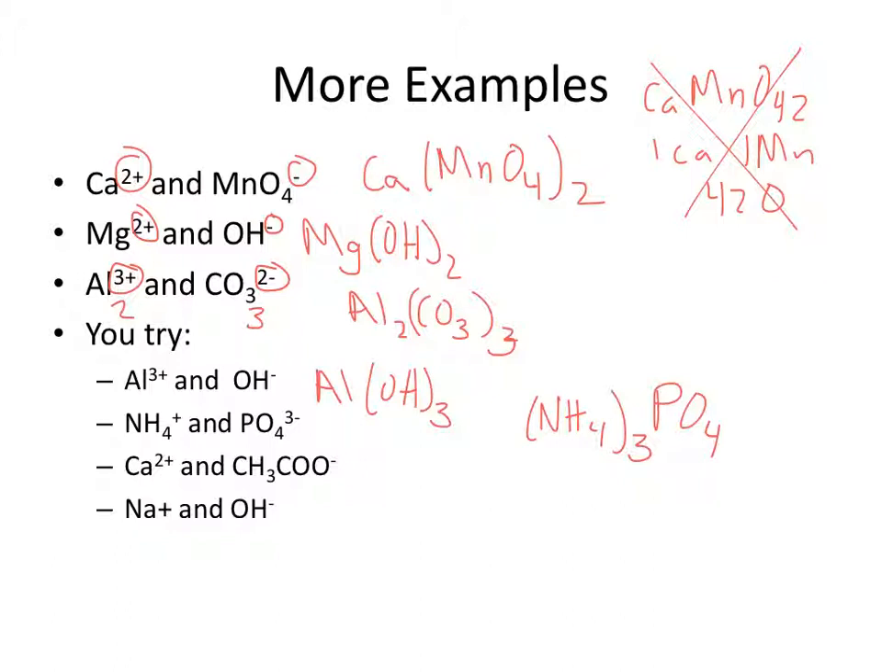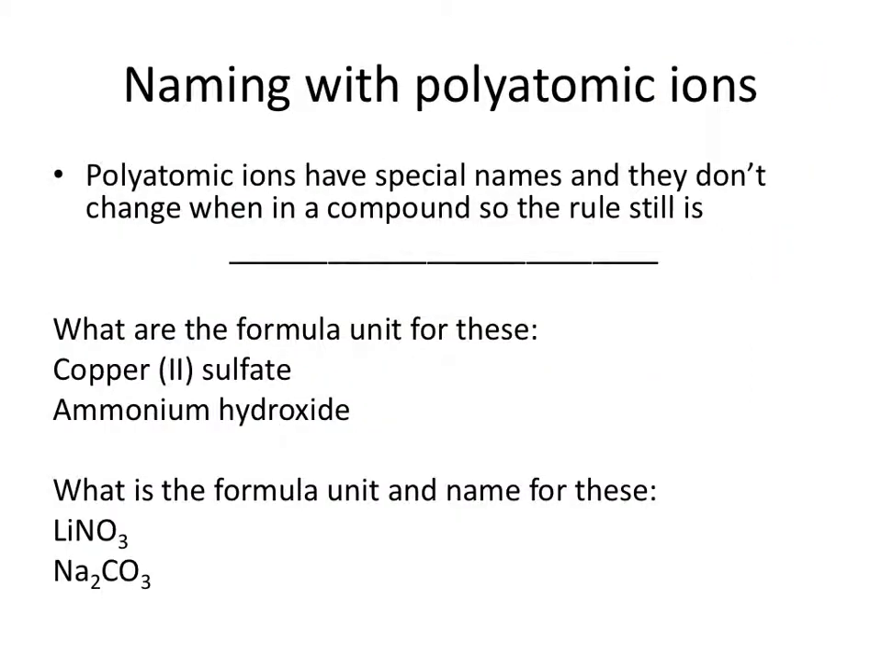Calcium and acetate, that'll be Ca, parentheses, CH3COO, 2. And then sodium and hydroxide, that'll just be NaOH, because right, they're 1 to 1, so we don't need parentheses there. You only need parentheses if you have more than one of the polyatomics. Okay. Almost done with all this. So now for naming polyatomics, we do it in the same way. We say the cation name, and then the anion name.